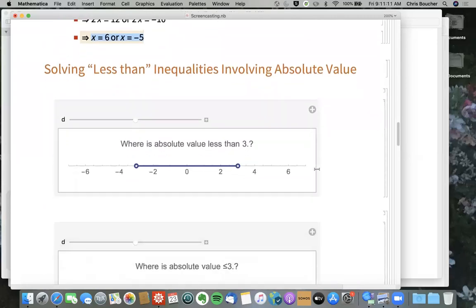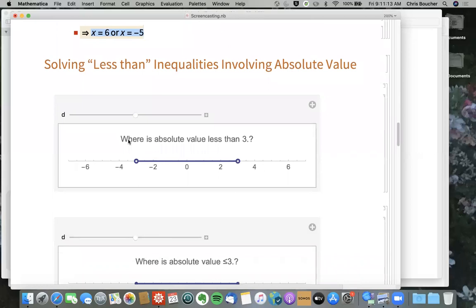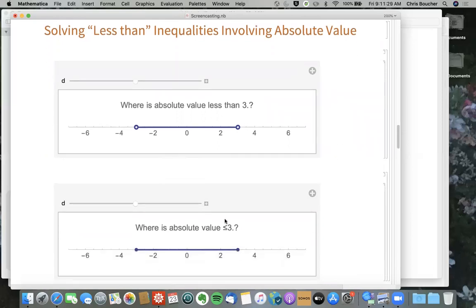Okay, what about inequalities involving absolute value? If I ask the question, where is the absolute value less than 3? So not equal to 3, but less than 3. Well, since absolute value is distance from 0, this means your distance from 0 is less than 3, which means you have to be between negative 3 and positive 3. And if I change the question to less than or equal to instead of less than, I don't change a lot. The only thing that changes is that the endpoints are included if it's an or equal to, and they're not included if it's a strict inequality, just a less than.